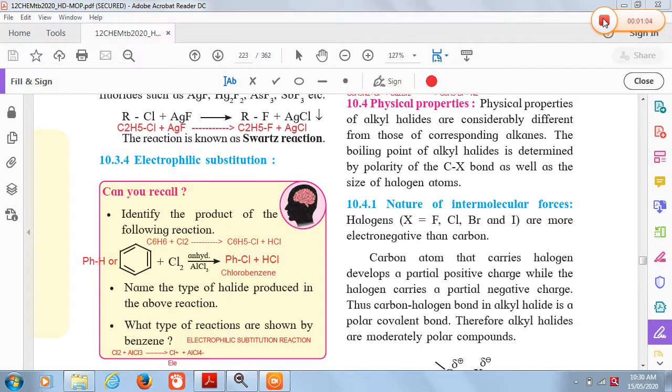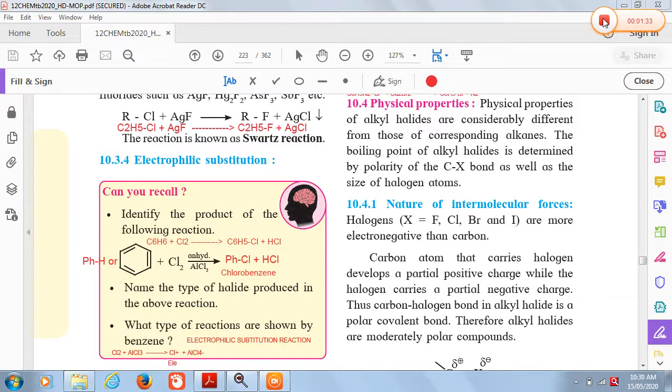So your bond is polar, and due to this polarity and the size of the halogen atom, if you consider the size, as we move from top to bottom in group 17, fluorine, chlorine, bromine, iodine, then the atomic size goes on increasing. That we already learned in the periodic table.